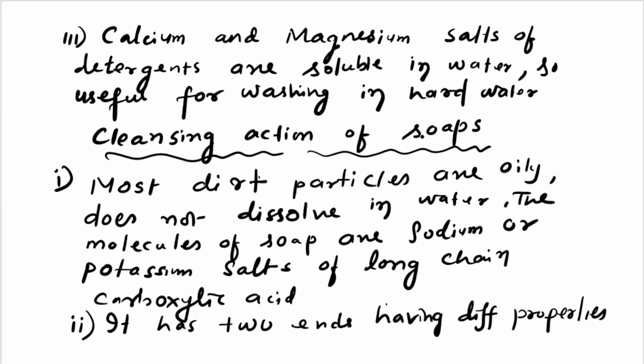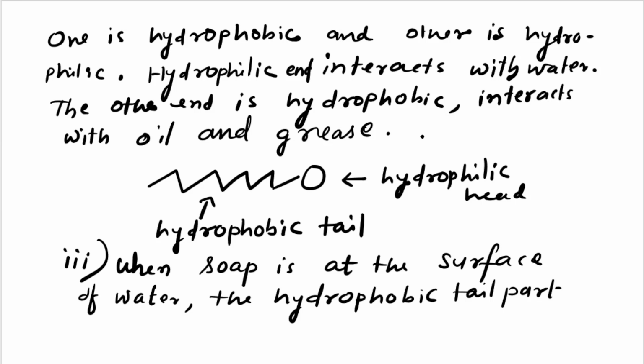There is a long chain, a salt of a long chain carboxylic acid. It has two ending parts. One is short, another is long. The long one is a hydrocarbon chain. The short one has a minus plus charge. So what happens here? It has two ends.